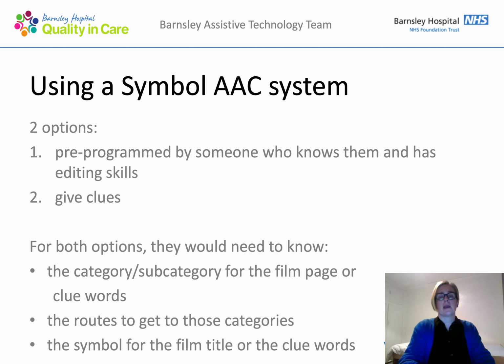If they're using a symbol AAC system, there are two options. The first option is that somebody has pre-programmed the word for them. This needs to be somebody who would have the editing skills and somebody who knows them well to know what words they may want to say. The second option is that they can give clues. For both of these options, they would need to know the category and the subcategory for the film page or clue words, the routes to get to that category, and the symbol for the film title or for the clue words.